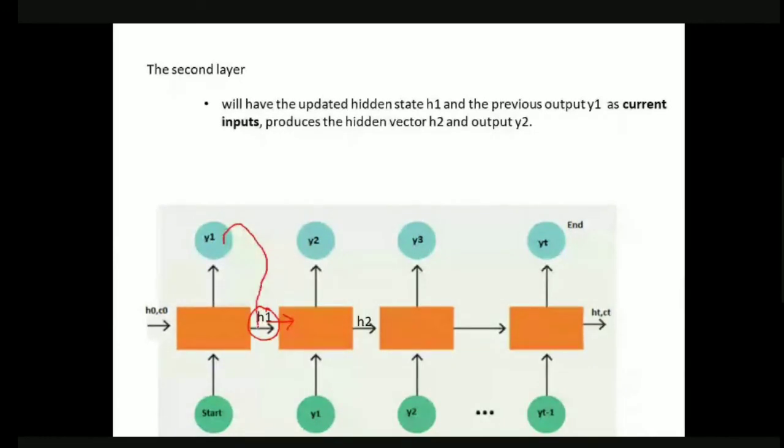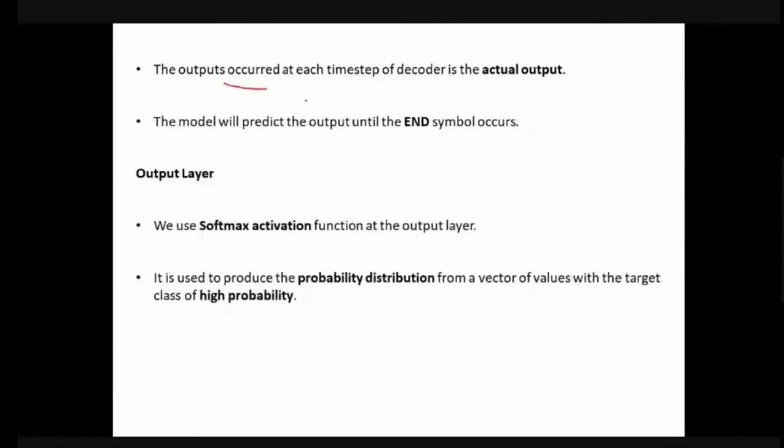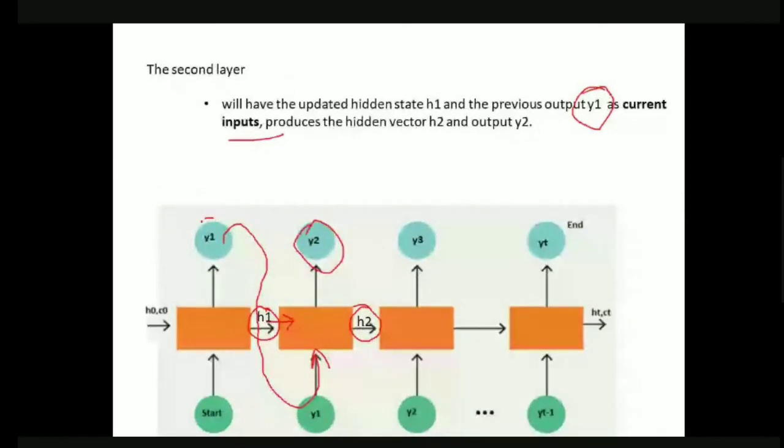Now what is the current input? The previous output y1 will be given as the current input. So finally it produces the hidden vector h2 and the output y2. The outputs produced at each time step of the decoder are the actual outputs. So what will be our actual outputs? y1 is our actual output, then y2, y3, and so on up to yt.